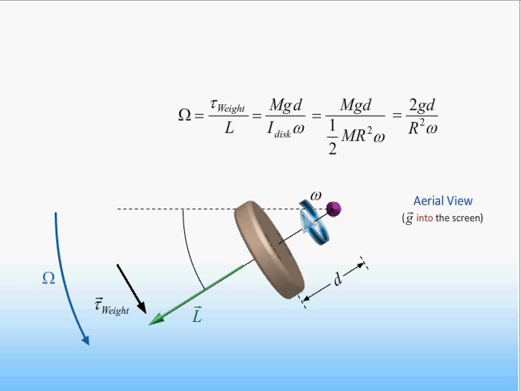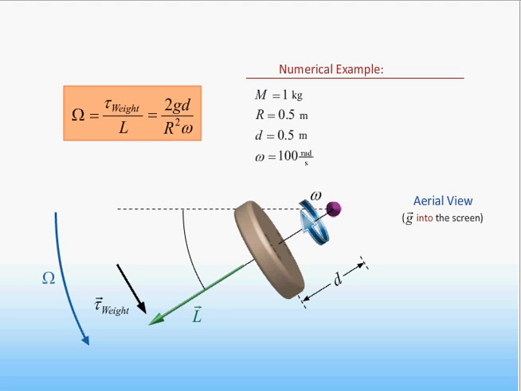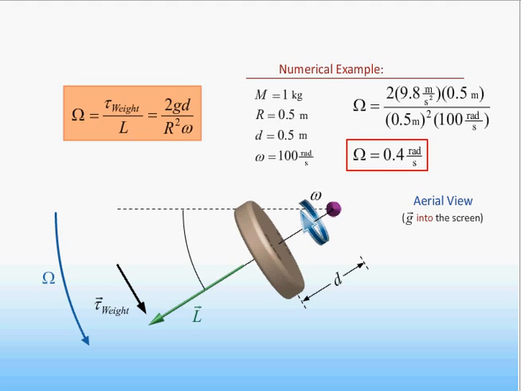This rate is typically quite small. For example, if the mass of the disk is 1 kilogram, its radius is a half a meter, it is a half a meter from the pivot, and it spins with an angular velocity of 100 radians per second, we calculate the precession rate to be equal to 0.4 radians per second. In other words, it takes over 16 seconds to make one complete revolution.